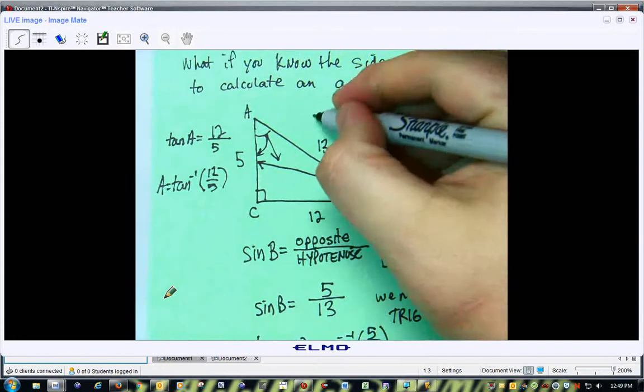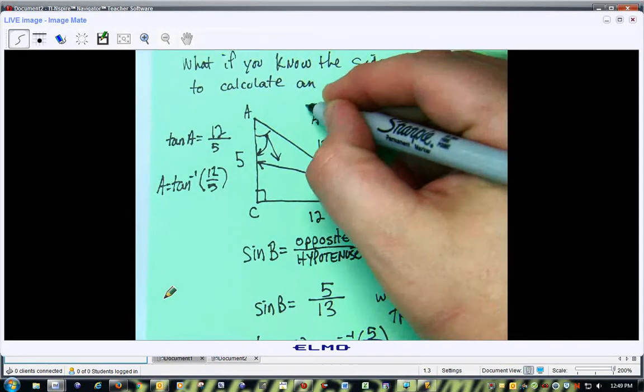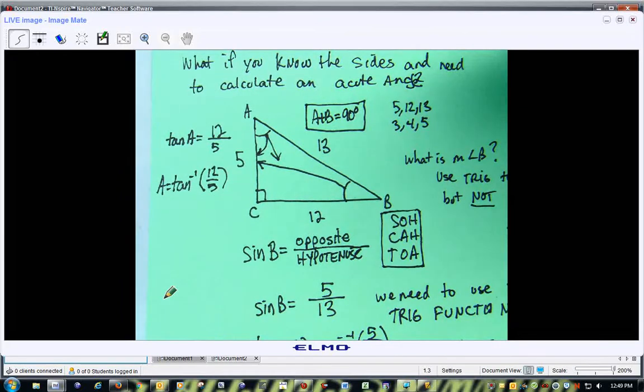Just remember that these two angles together, A and B, should be equal to 90 degrees. So when we find one, should we just do 90 minus the other? If you're looking for both of them. You might not be looking for both of them.